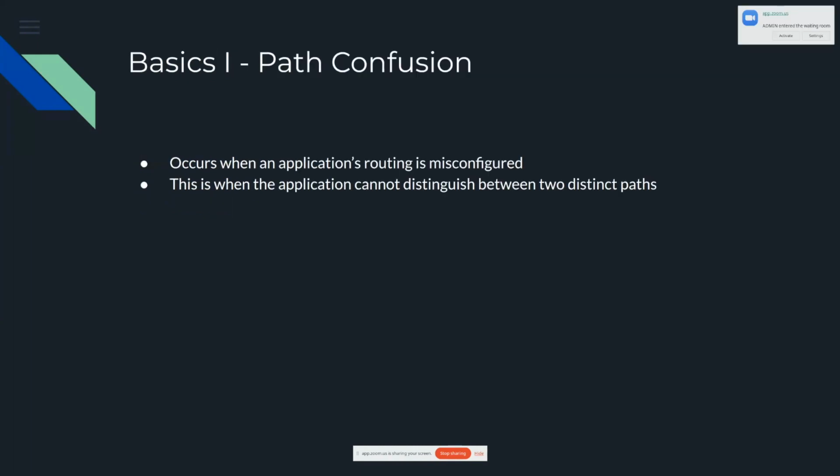To learn the basics, the first thing that comes is path confusion. It is a very simple thing. So what is path confusion? Path confusion occurs when an application's routing is misconfigured so that it cannot distinguish between two distinct paths. Just because I said it verbally, it doesn't mean that we understand it.